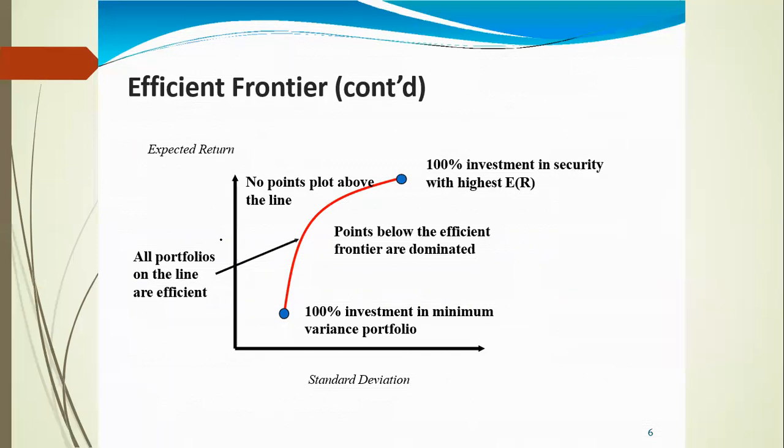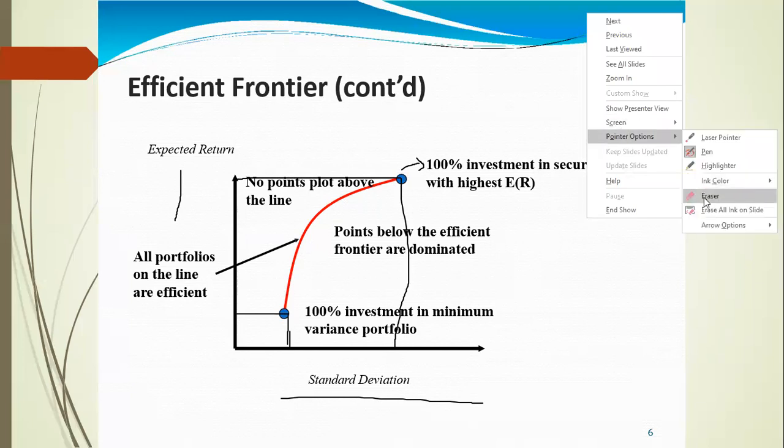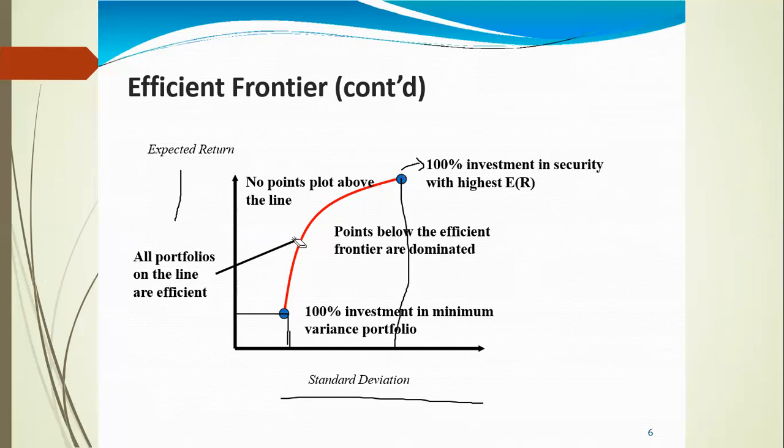Here, this is the 100% investment in the security with higher expected return, and this is the 100% investment in the minimum variance portfolio. The x-axis shows standard deviation and the y-axis shows the expected return. On this side, the standard deviation is less and the return is also less. Compared to this side, the standard deviation is very high and the expected return is also high. So it means that the higher the risk, the higher the return.